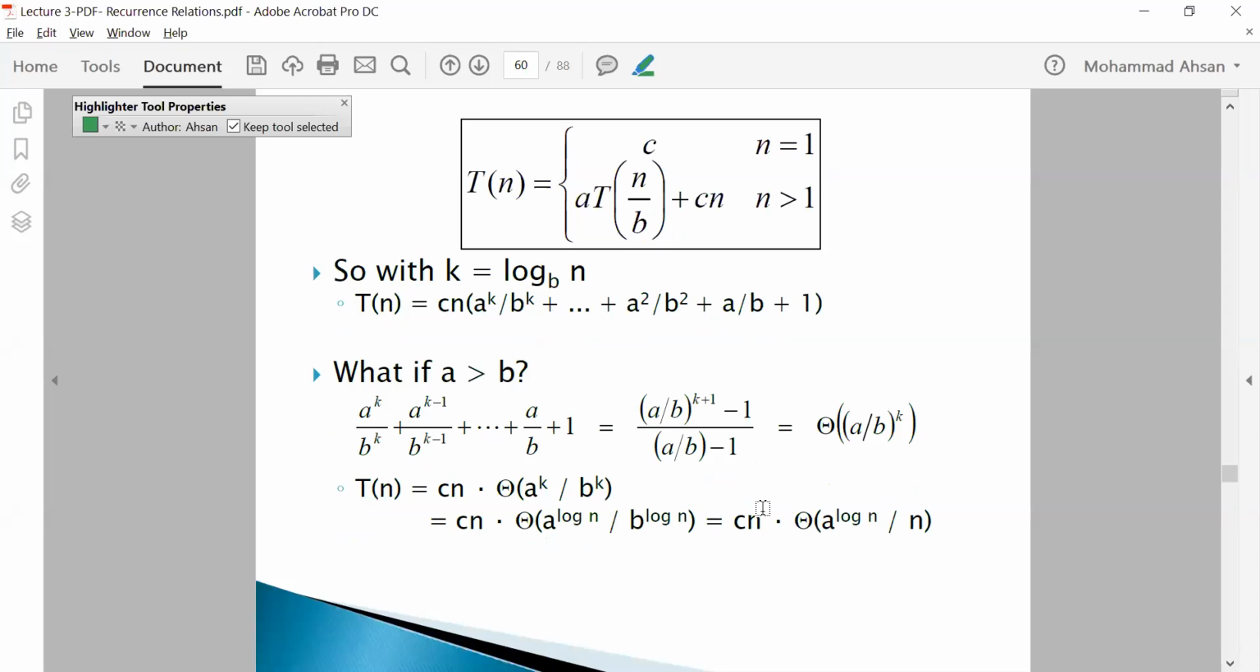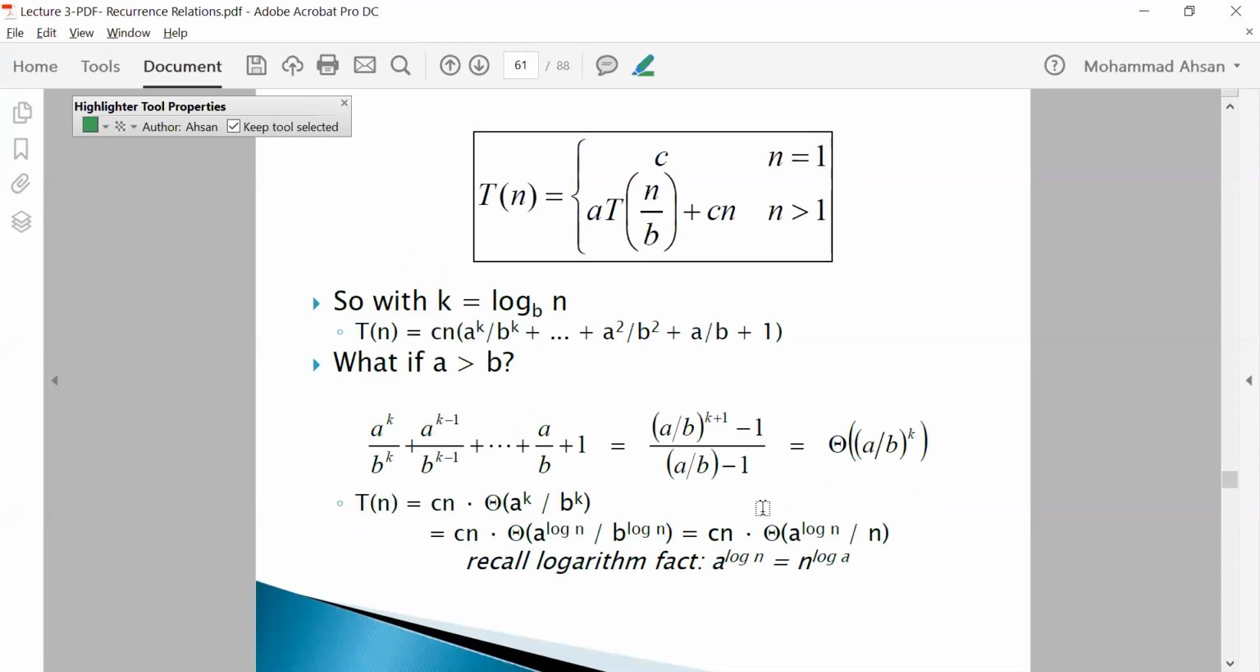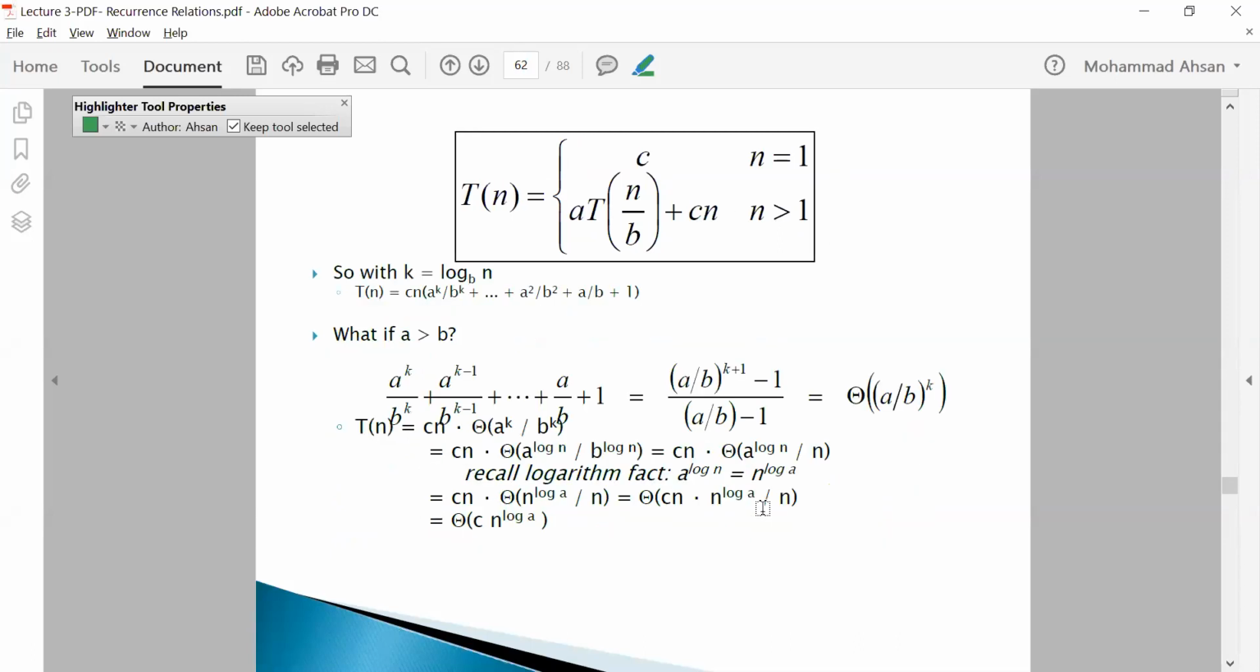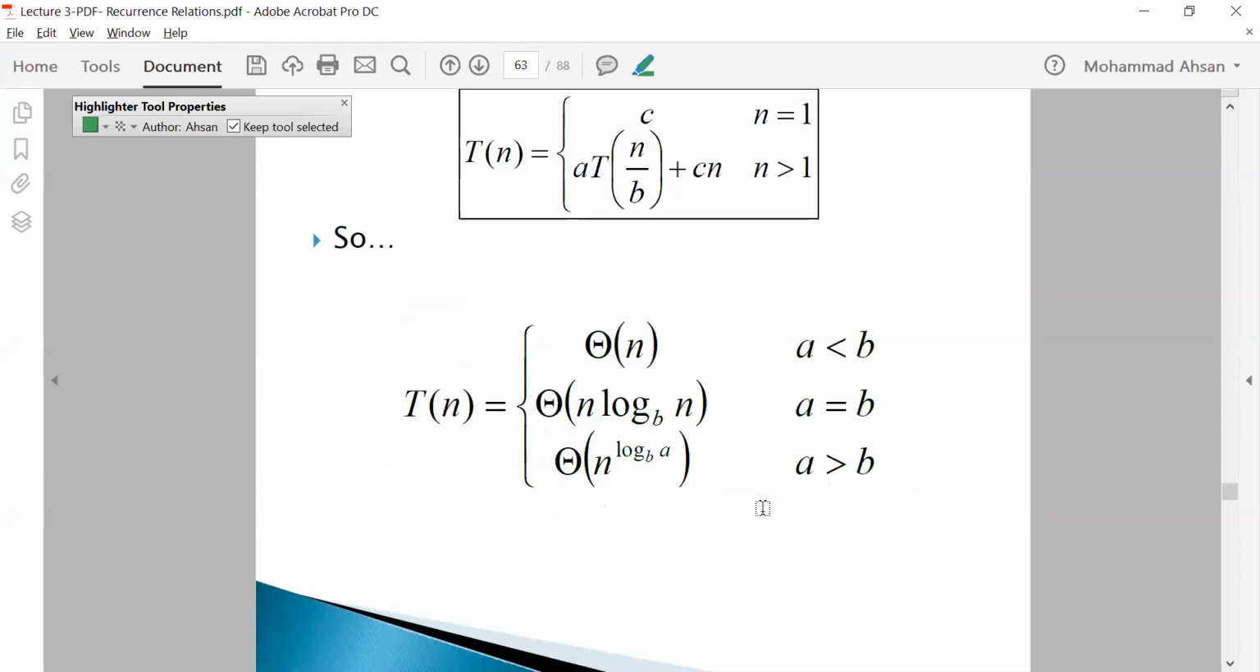So if you see the substitution that is here, a to the power log n and b to the power log n. If you remember the formula, a to the power log n is n to the power log a. B to the power log n is n. So a to the power log n is n to the power log a.